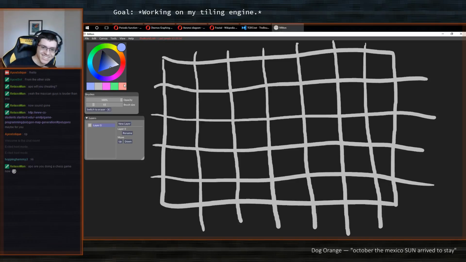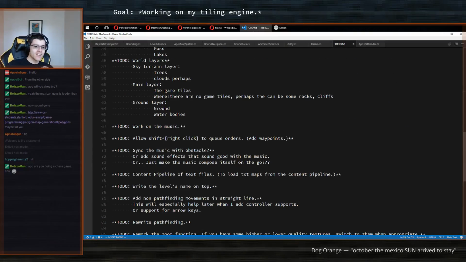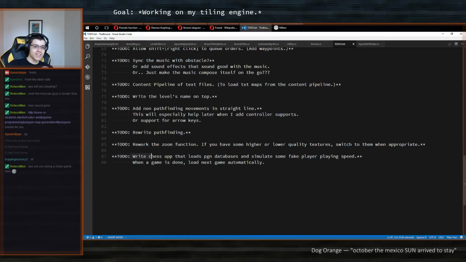Am I doing a chess game? I wish. I've actually put that in my to-do list already. Write a chess app that loads PGN databases and simulates some fake player playing speed. Load the next game automatically.